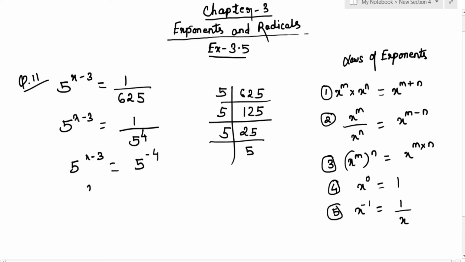Now the bases are the same, so the powers will be equal to each other. x minus 3 equal to minus 4. So x will be equal to minus 4 and plus 3. That is x equal to minus 1.